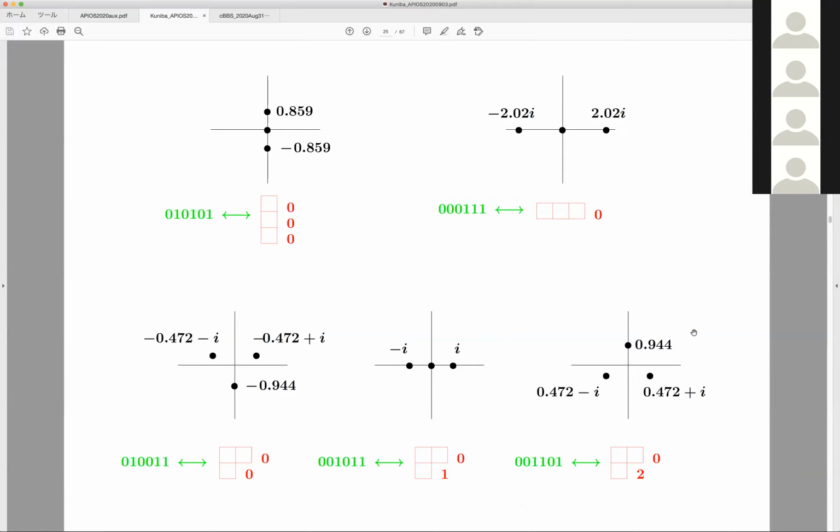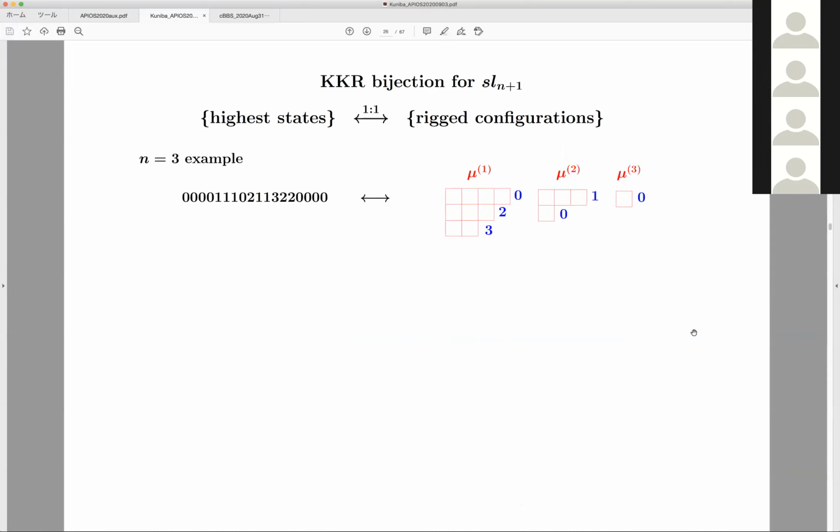Let's formalize this setting into the sl_{n+1} situation. It's a bijection between highest states and rigged configurations. Here is an n equals 3 example. This is an analog of Bethe vectors, and this is the Bethe roots. So in higher rank systems, you have got the color of the Bethe roots. There are 3, actually in general, n Young diagrams here. And to distinguish the position of the strings of equal length, you have to assign certain non-negative integers to each row.